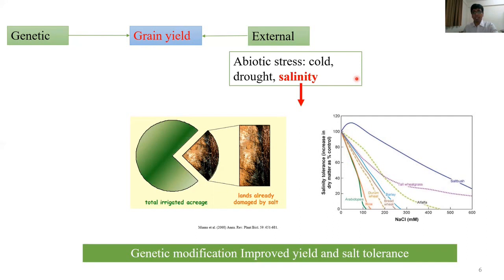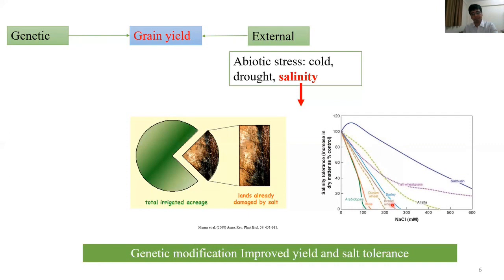So the two factors that make it more important: one is the constantly increasing salinization of the land, and the other is the salt sensitive nature of the crop plant. Most of the crop plants that are used as a food source are very much salt sensitive. So this makes it very important to generate salt tolerant crop varieties.